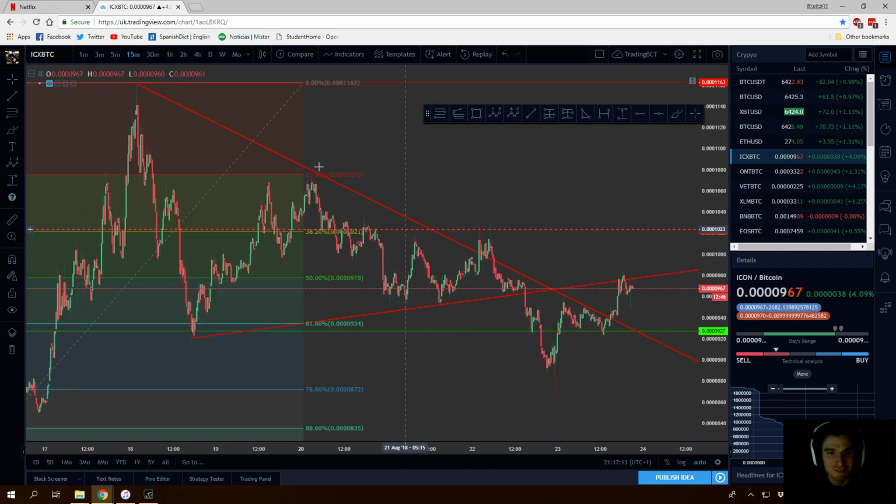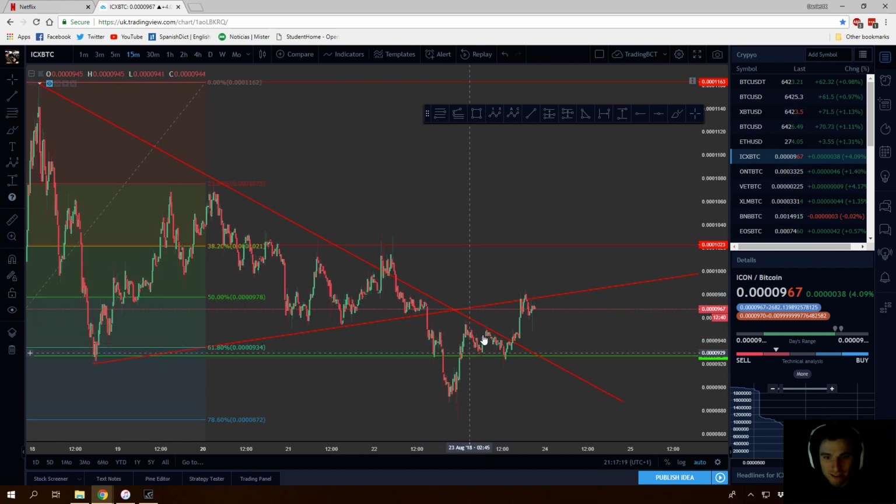I'm sorry, I shouldn't have started this, but as you can see, this trend line has been extended here, and how well it actually acted as resistance still after breaking downwards. And now this, where we were looking at as support, is now acting as resistance again.